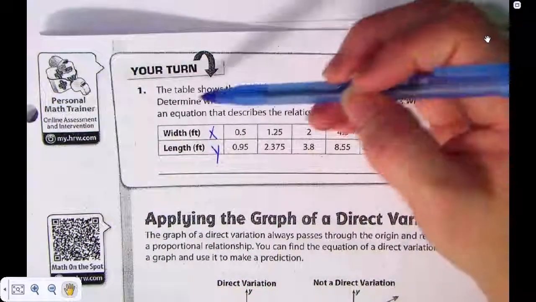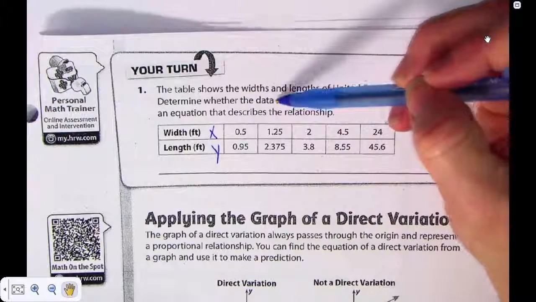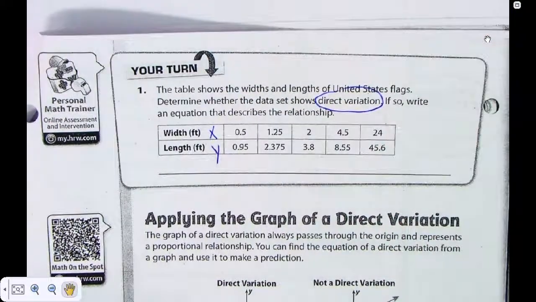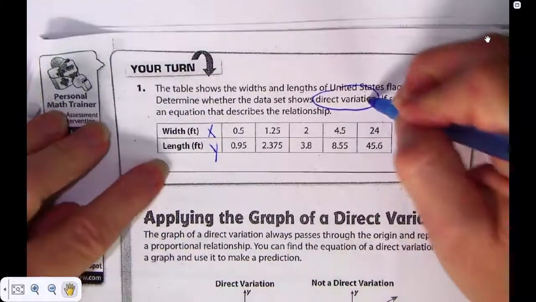It says, determine whether the data set shows direct variation. Everybody circle that. Sometimes we know what to do if we know what it means. Think about if somebody was telling you to do something in Spanish. I wouldn't have a clue what they were telling me to do. If I know what the Spanish words mean, then I will know. Does that make sense?